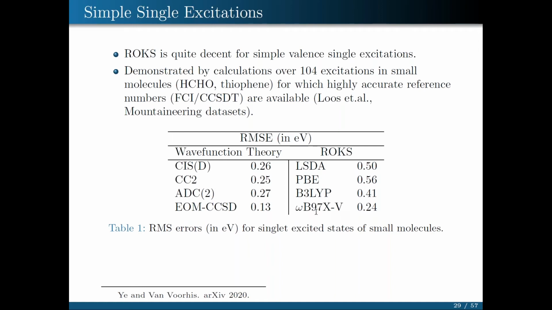It seems like ROKS with the modern omega B97X-V functional does pretty well, having an RMS of 0.24 eV for these 104 singlet excitations of small molecules, which is slightly better than CIS(D), CC2, or ADC2, although they are basically all within the same ballpark. Significantly worse than CCSD, but considering that one of them has an N to the 4 scaling versus the other N to the 6, that's a trade that I am generally quite prepared to make.